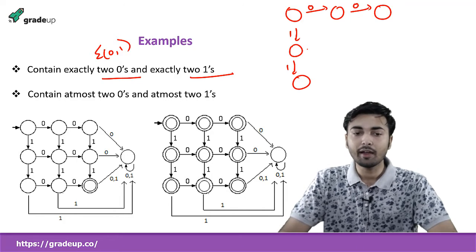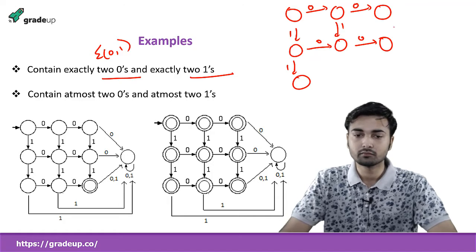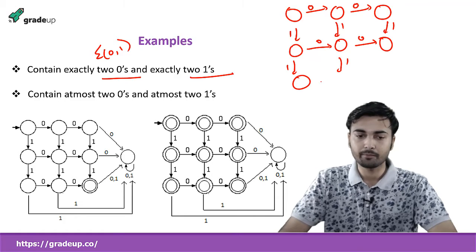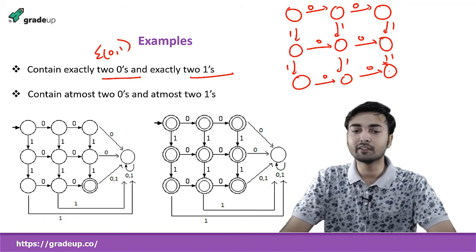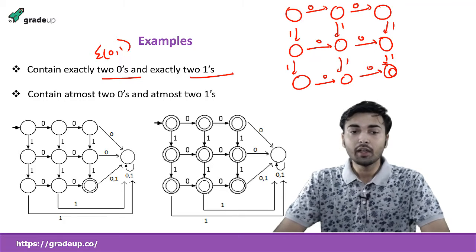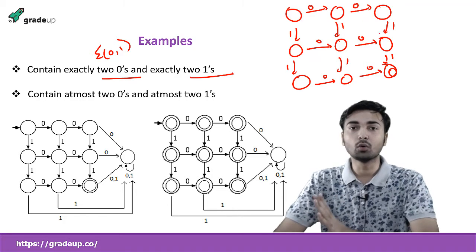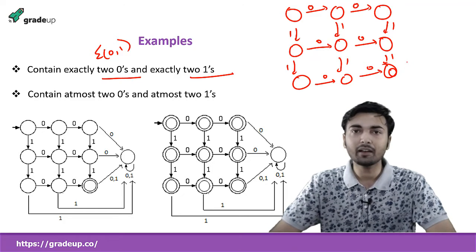Okay? Now adjust so that no problem should occur. See? Adjust. So now you have drawn up till here. This is your final state. Up till this final state, if you have to reach here, exactly 2 zeros and exactly 2 ones. Can more things come here? Can more things happen? No.